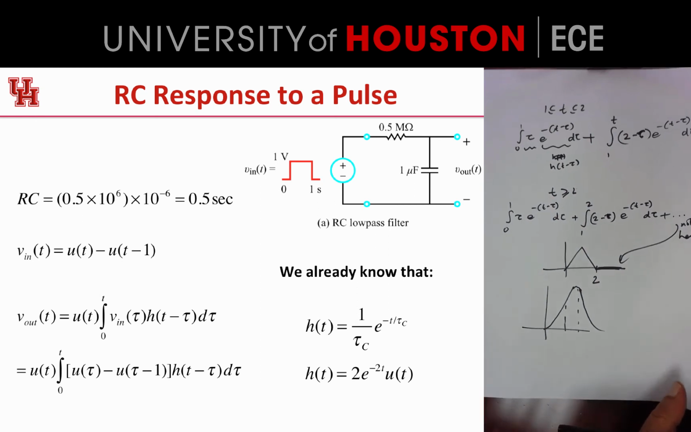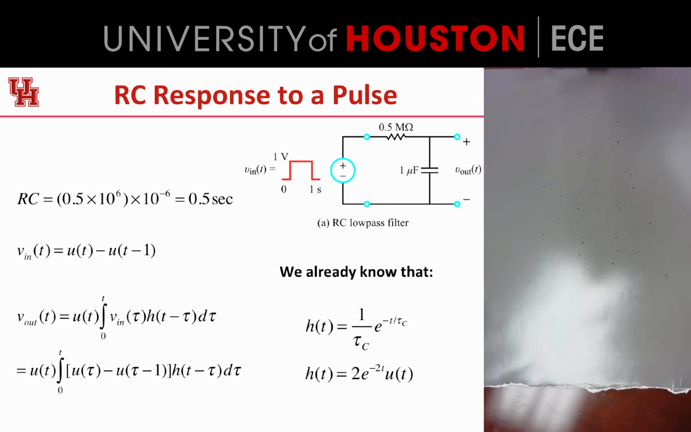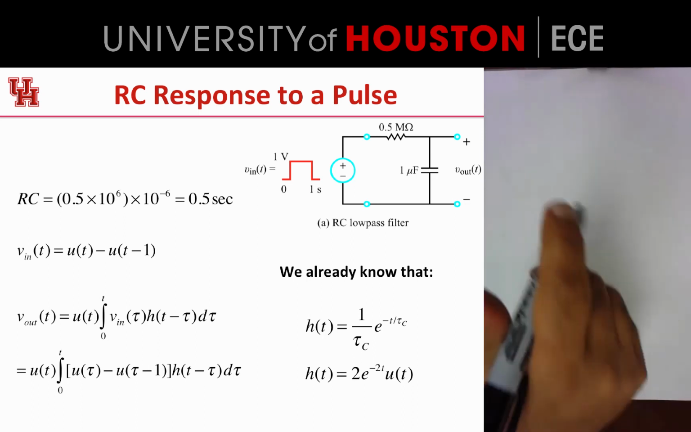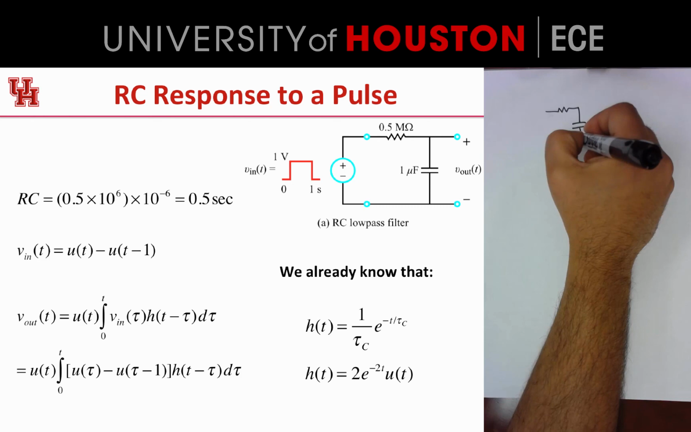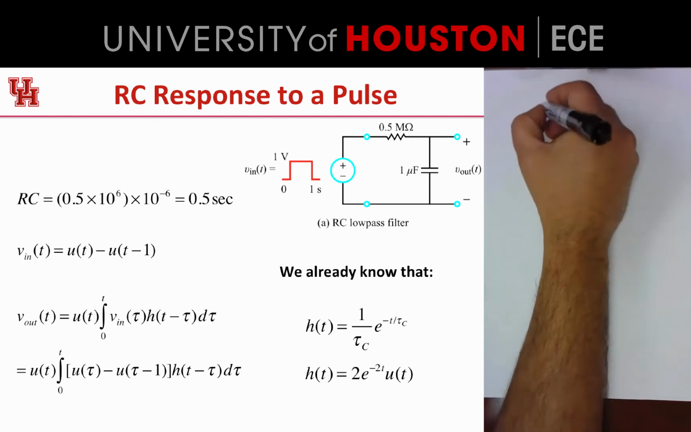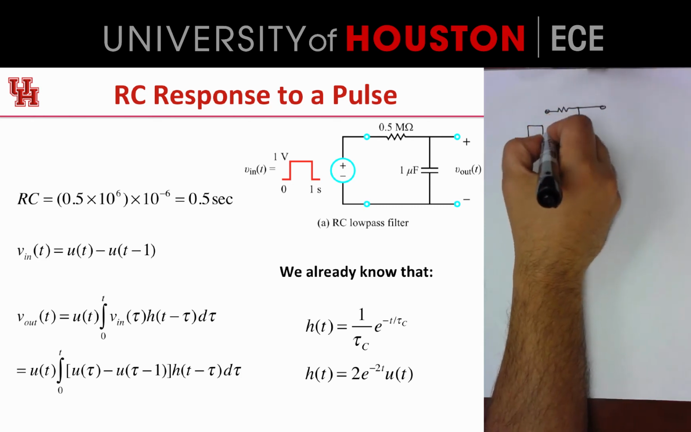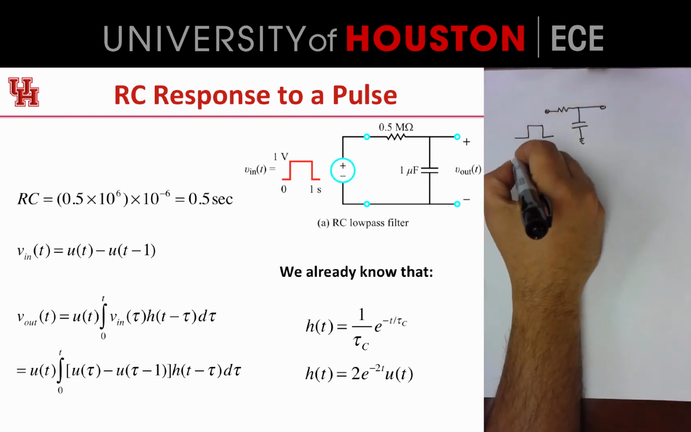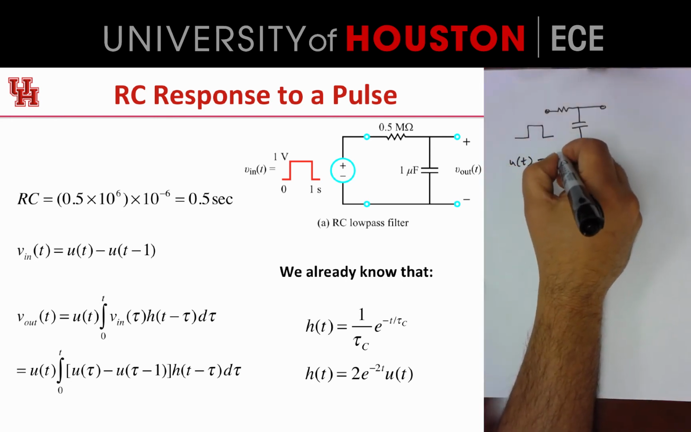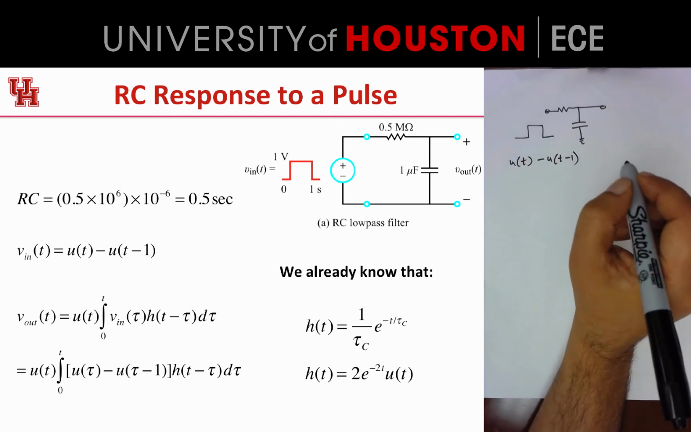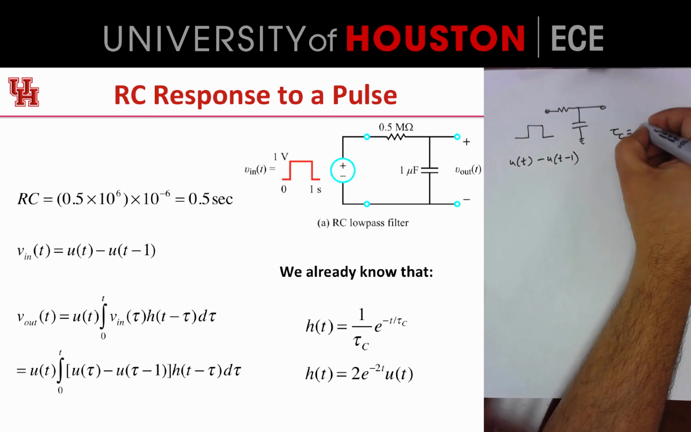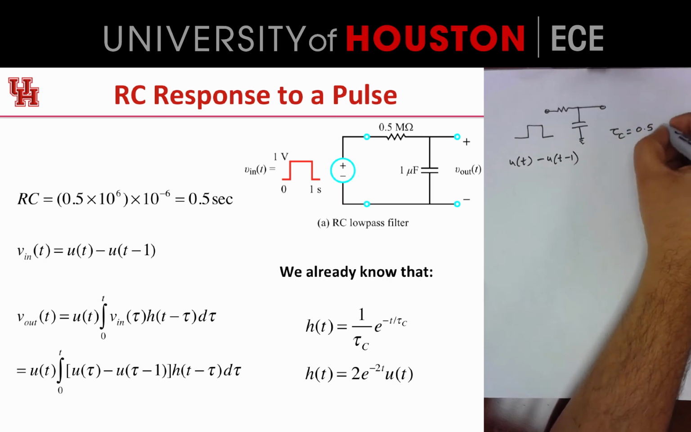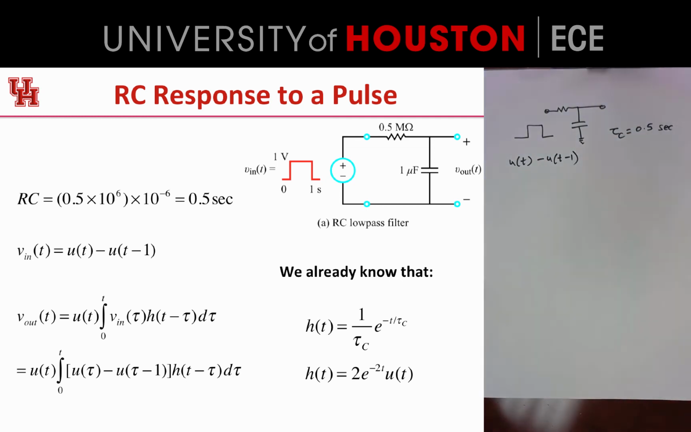Now we can do the same sort of thing for a pulse. This is another example. Suppose I take an RC circuit and apply a pulse, which is u of t minus u of t minus 1. Now suppose that in this case our RC, which is tau c, is a half, and the unit for time constant is seconds, so we can write it as 0.5 seconds.